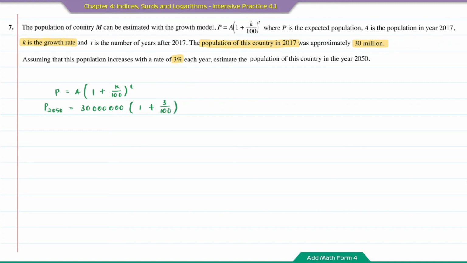And T is the number of years after 2017. So we want to find the population in the year 2050. Therefore, we will have a 33 years gap between 2017 to 2050. So the T, we're going to replace it with 33. Solve this using your calculator. You will find that the estimated population will be 79,570,057.